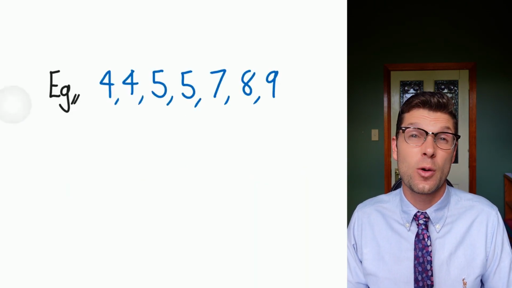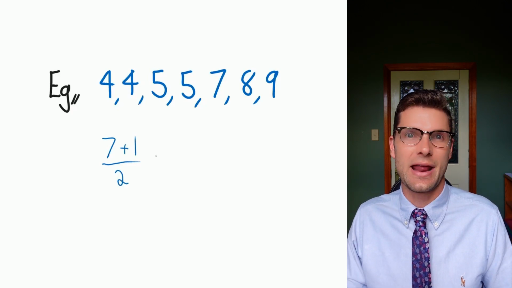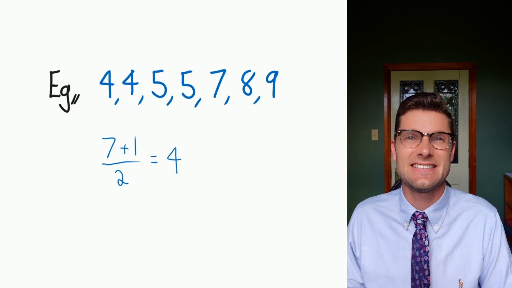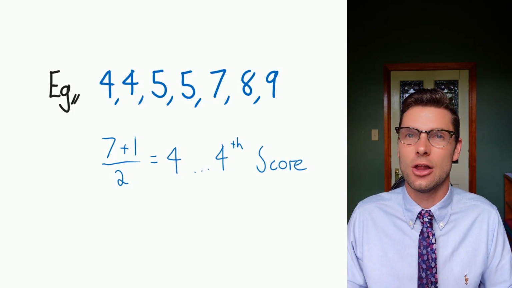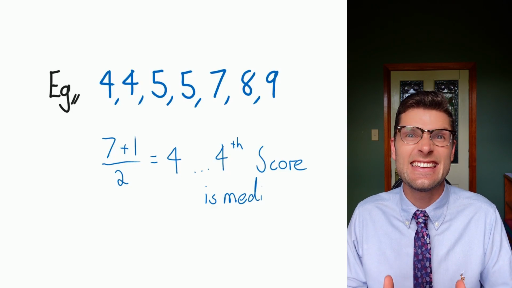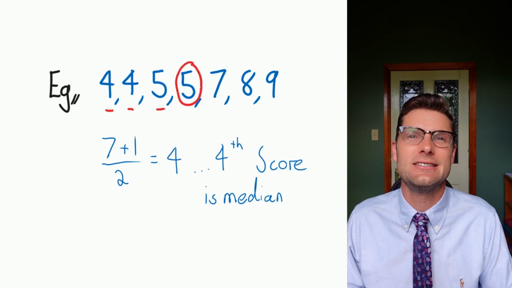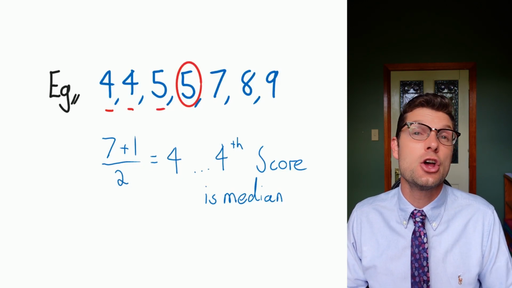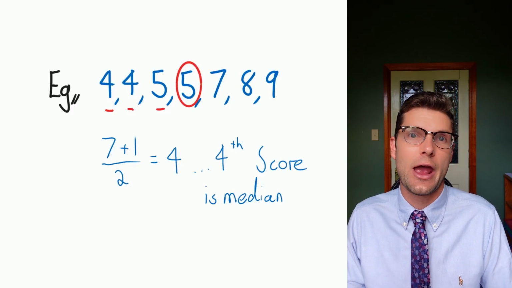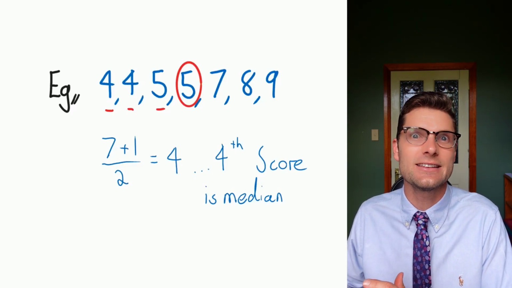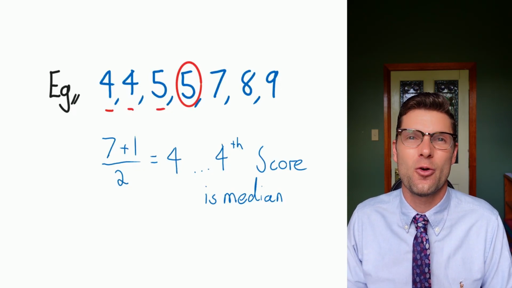So if we go back to the question that we just did, I've got 7 scores plus 1, which is equal to 8, divided by 2, and that's equal to 4. And what that's telling me is that the 4th term along this data set is the median. 1, 2, 3, 4. Absolutely crazy. It's that same 5 again. So you can do this either way. You can use that formula, which is super helpful in bigger data sets where you've got more information to look through. But the crossing out also works for you.